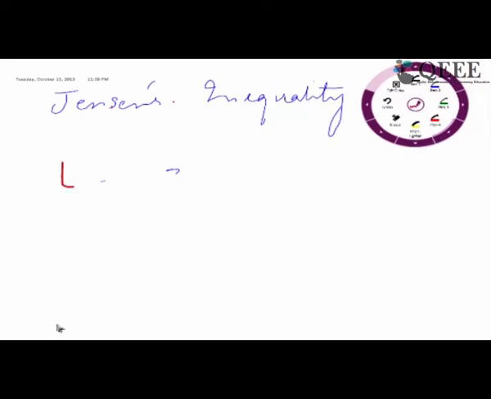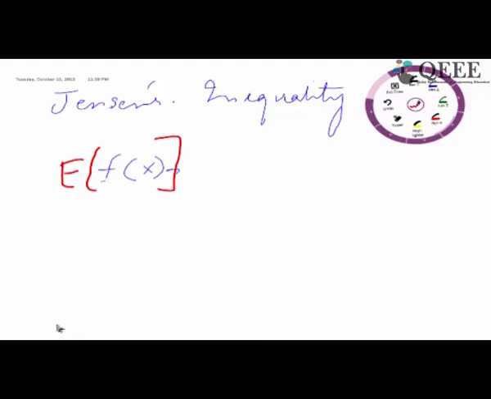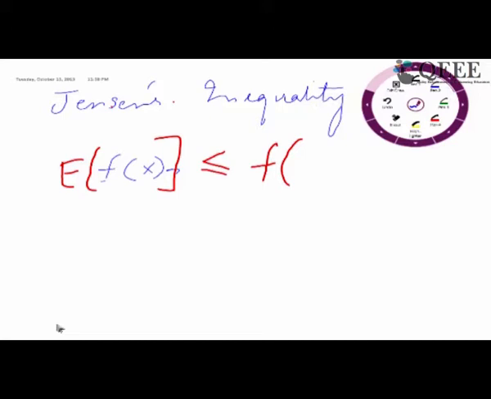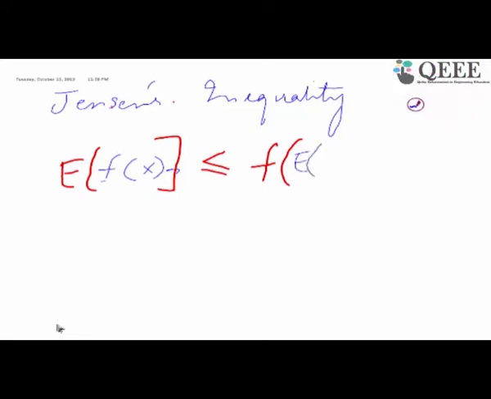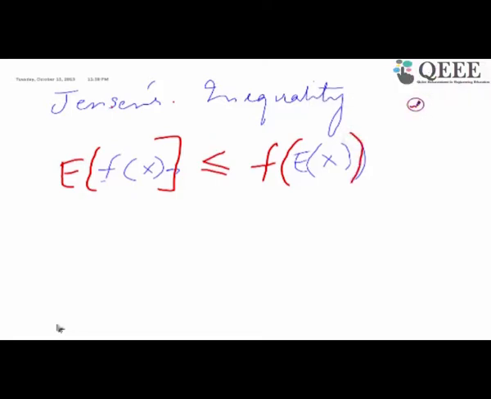So Jensen inequality says that for a concave function, expected value of a function of a random variable is less than or equal to the function of the expected value. Okay. So this is the Jensen inequality. And log is a concave function.